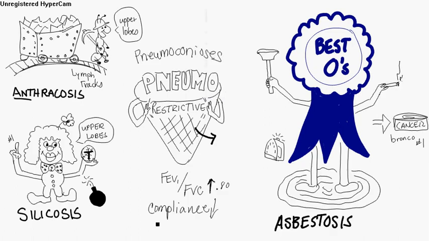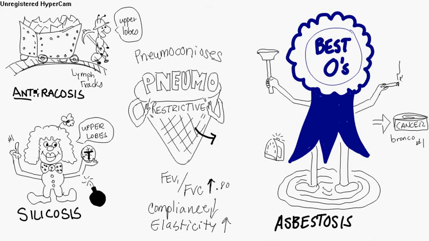Compliance is down and elasticity is up. So they're having a problem getting air into the lungs. The other one, you have no problem getting it in the lungs, but it's hard getting out. It does comply, it's just not elastic.